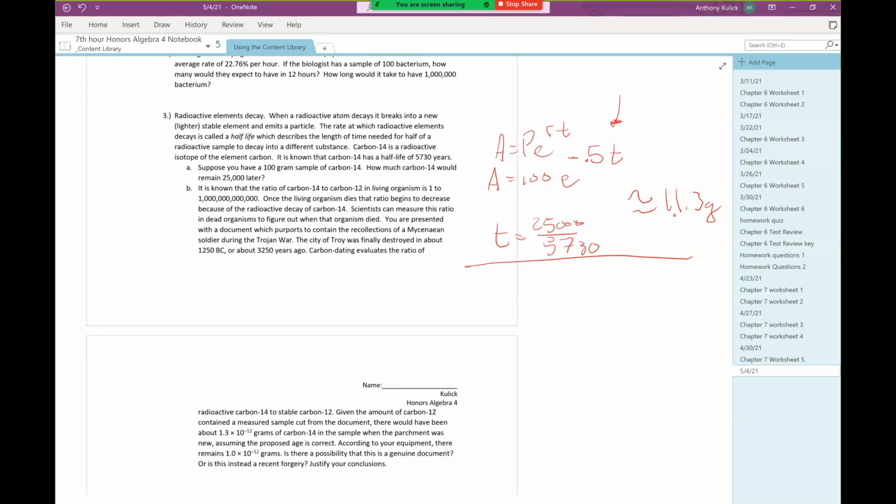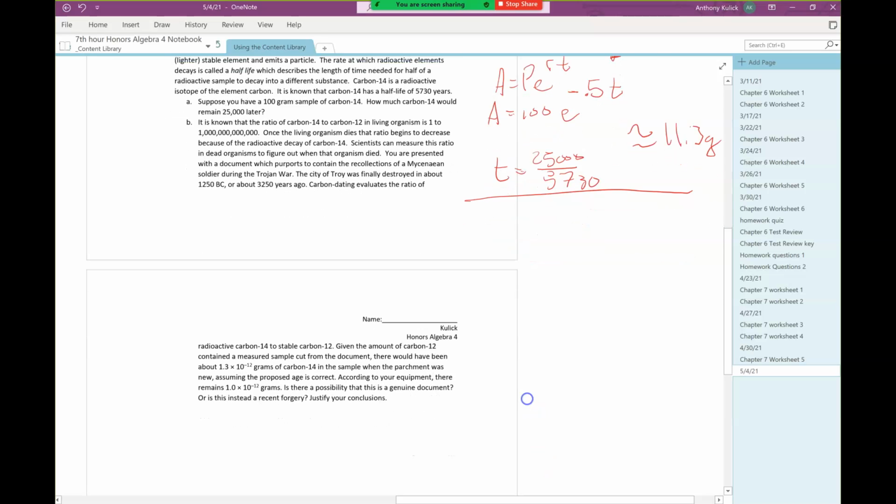Given the amount of carbon-12 contained in a measured sample cut from the document, there would have been 1.3 times 10 to the negative 12 grams of carbon-14 in the sample when the parchment was new, assuming the proposed age is correct. According to your equipment, there remains 1.0 times 10 to the negative 12 grams. Is there a possibility that this is a genuine document, or is this instead a forgery?